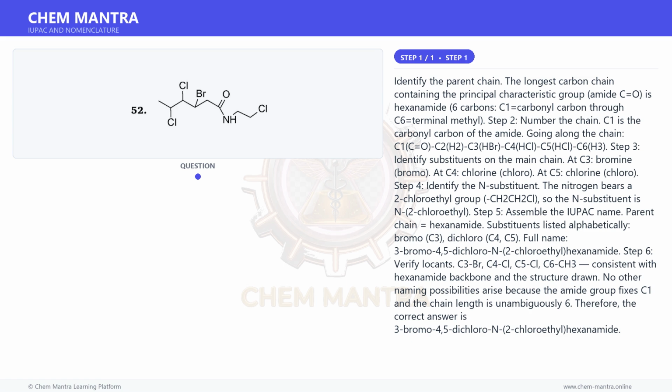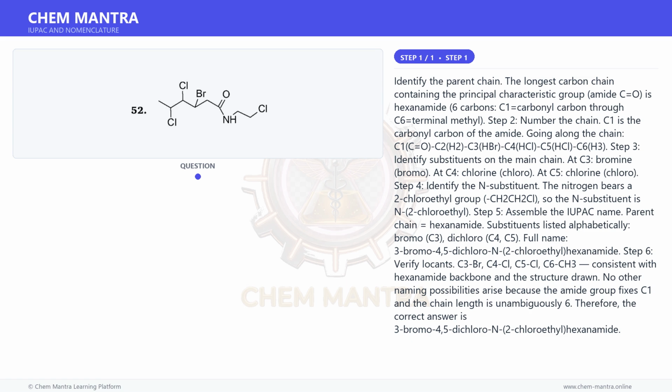Step 3. Identify substituents on the main chain. At C3, bromine, bromo. At C4, chlorine, chloro. At C5, chlorine, chloro. Step 4. Identify the N substituent. The nitrogen bears a 2-chloroethyl group, CH2CH2Cl, so the N substituent is N-2-chloroethyl.